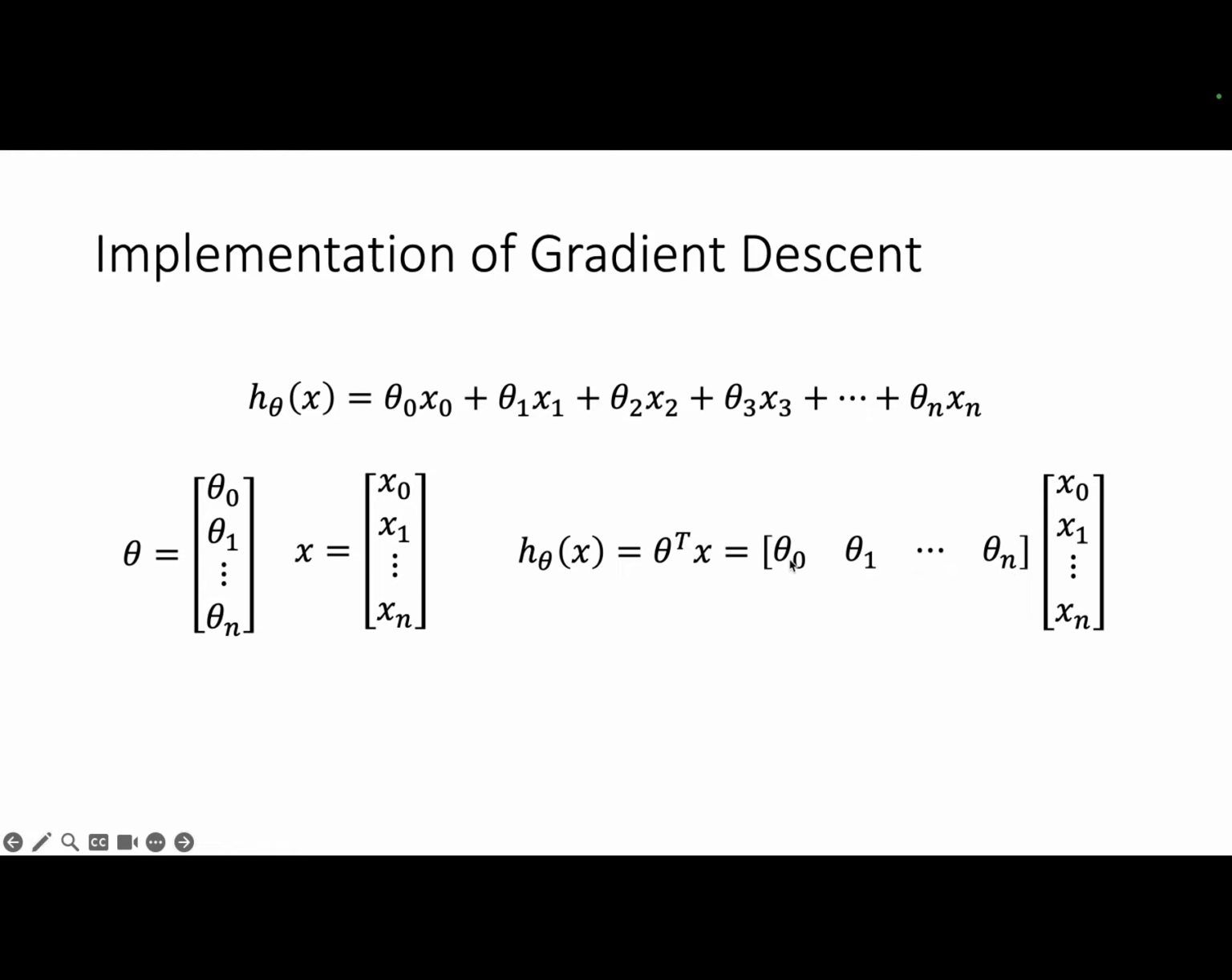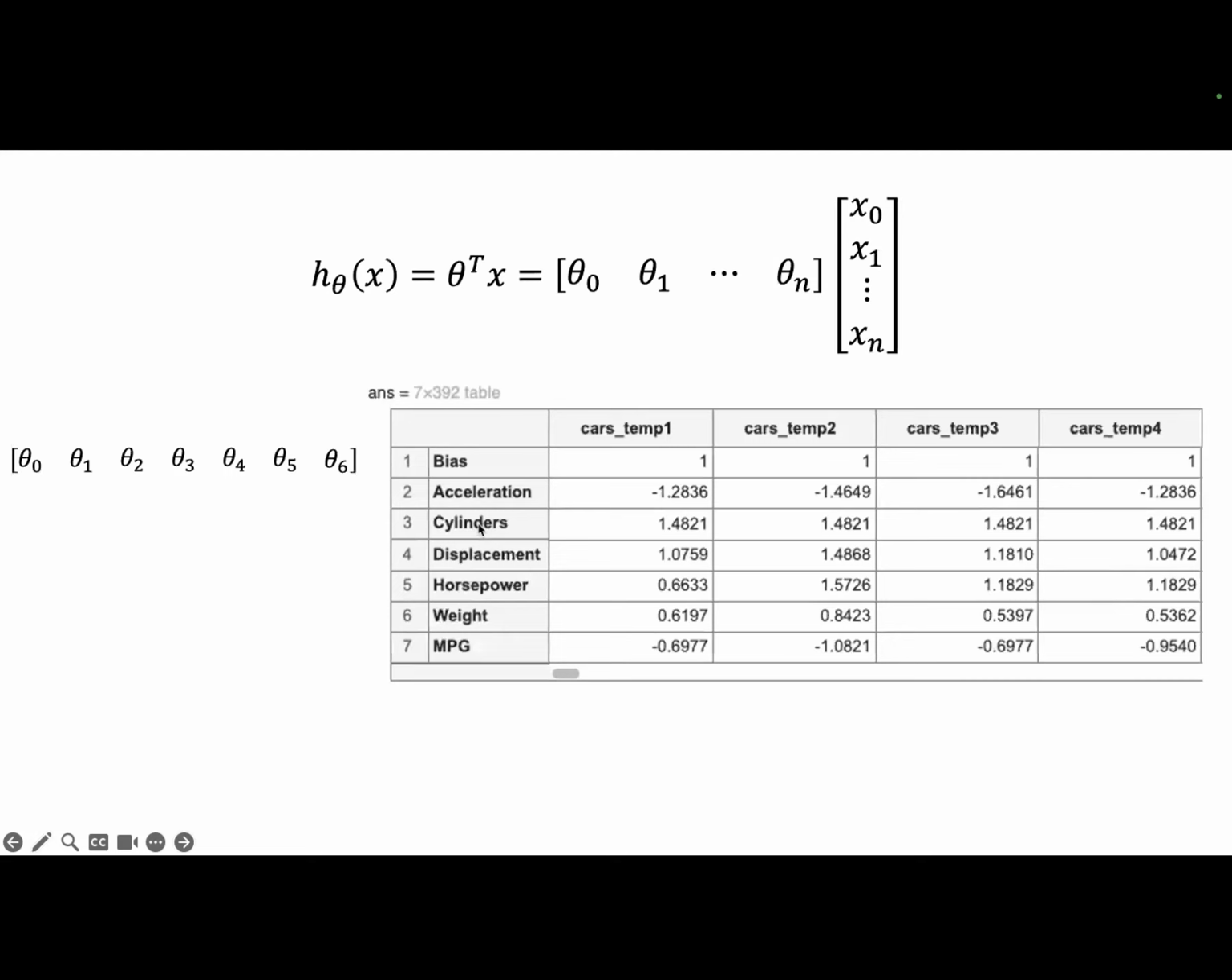So, mangyayari is theta naught times x naught, theta 1 times x1, theta 2 times x2, and so on and so forth hanggang sa theta sub n times xn, which is essentially this. So, yan na yung hypothesis natin. Okay, how do we apply that dito? Okay, so, ang buong hypothesis natin ngayon is theta times yung x natin.